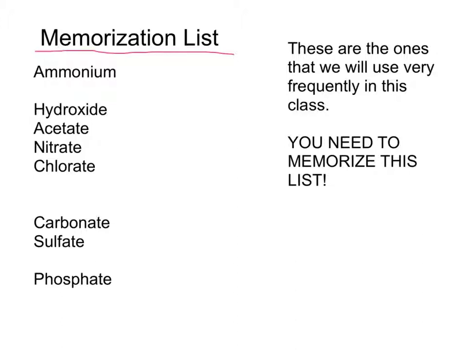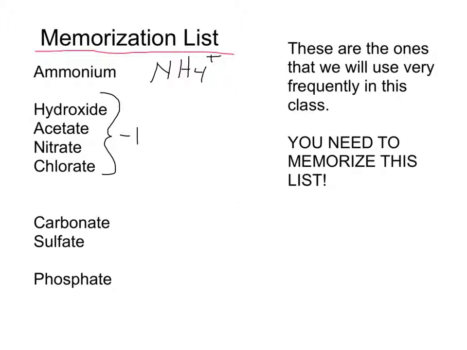Let's take a look at these, all right? The only positive one that you have to worry about is ammonium, and its symbol is NH4. It has a +1 charge. And remember, we don't need to put the 1 there if there's only a charge. We just put a plus. Now, hydroxide is where we get into the -1 charge. All of these here have a -1 charge.